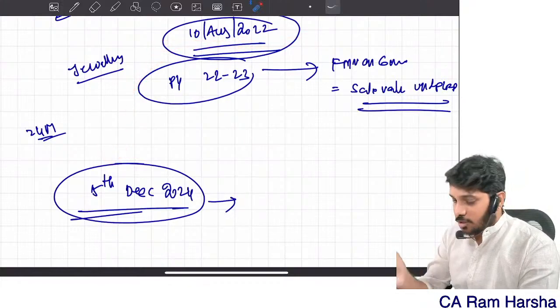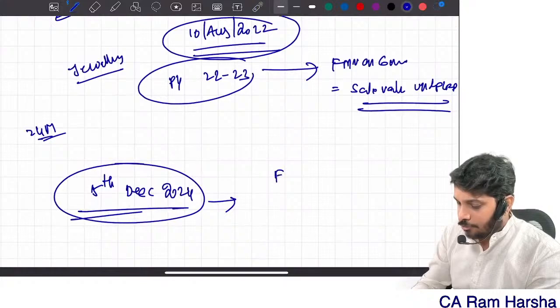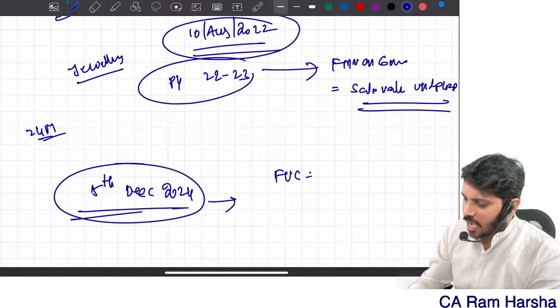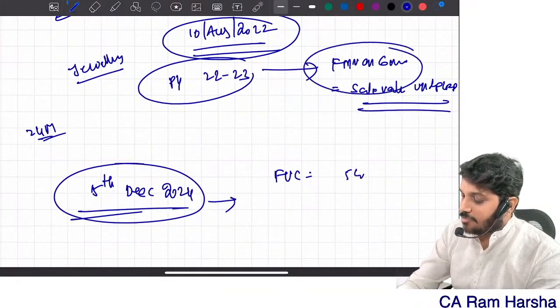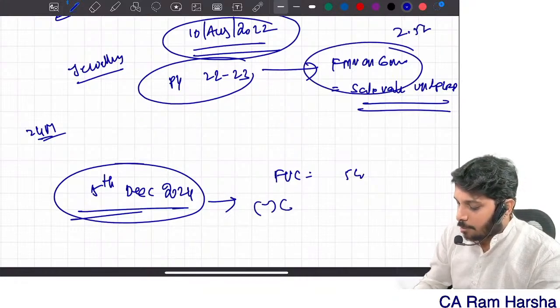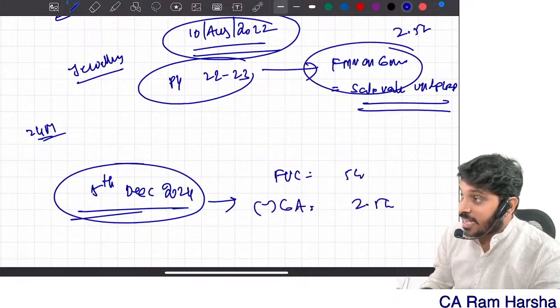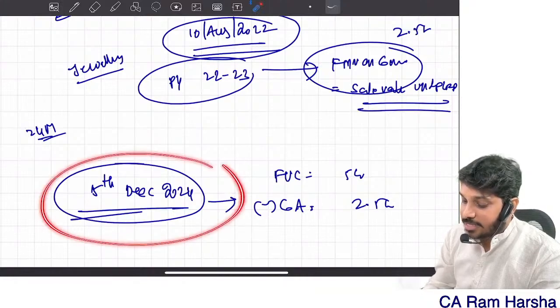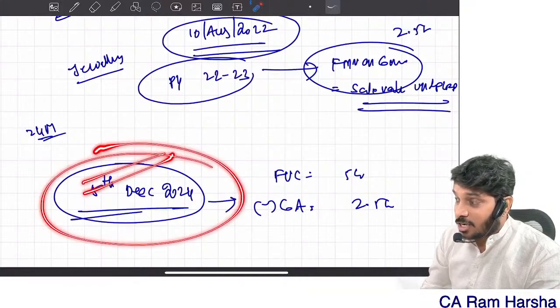Therefore, it is a long term. Yes or no? Full value of consideration: I sold it at 5 crore. At the time of conversion, it is 2.5 crore, minus cost of acquisition 2.5. Indexation is not available in this example, because the transfer is on or after 23rd July.